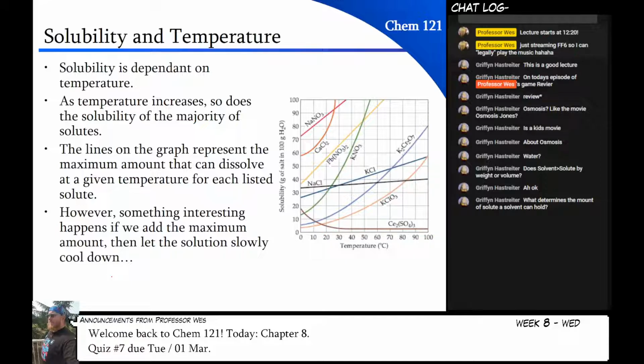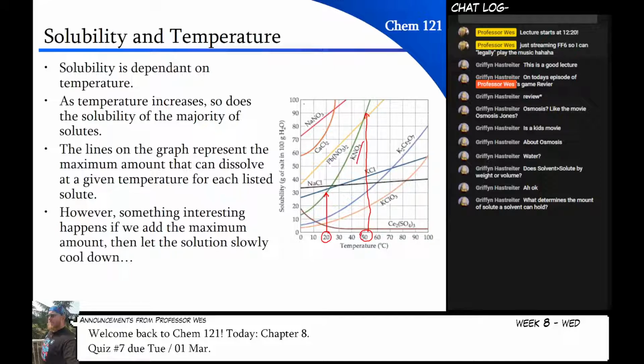Now, these numbers represent maximums that you can dissolve, but an interesting thing happens if we do a sort of conceptual experiment with something that has a very high solubility at a high temperature and a very low solubility at a low temperature. And so here's what we're going to do. I'm going to start at 20 degrees Celsius, and I'm going to look at KNO3. At 20 degrees Celsius, I should be able to dissolve 30 grams. But at 50 degrees Celsius, I should be able to dissolve almost 90.